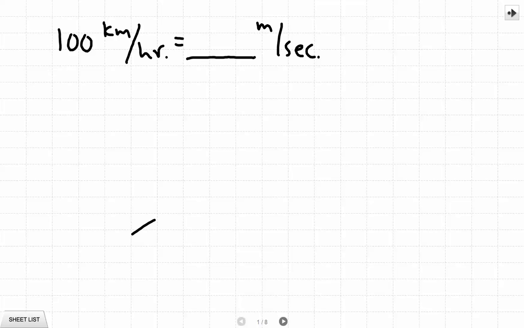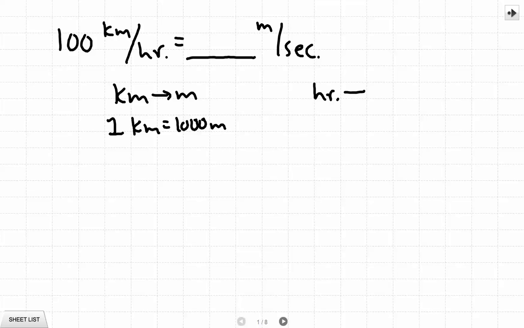And again, as with the previous conversion ratio problems, it's all going to be about using the conversion that gets you from what you have to what you want. So what we need to do is, in our numerator, get from kilometers to meters, which we can do using the fact that we know 1 kilometer is equal to 1,000 meters. And in our denominator, what we want to do is convert from hours to seconds, which we will do using the fact that we know 1 hour is equal to 3,600 seconds.